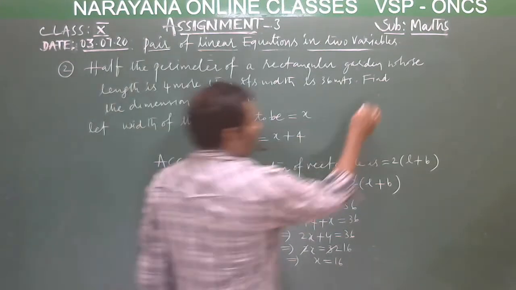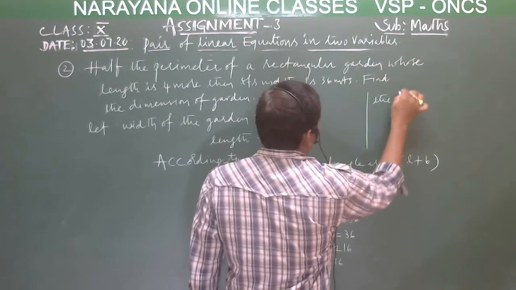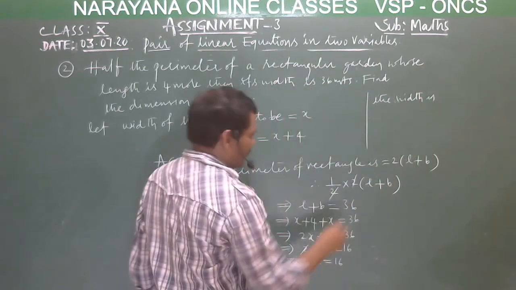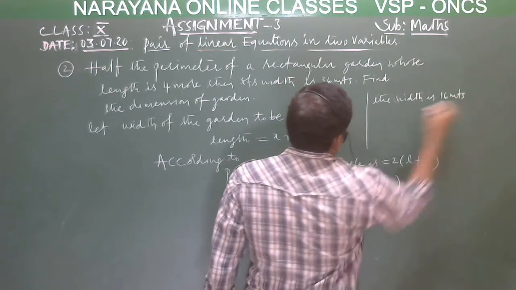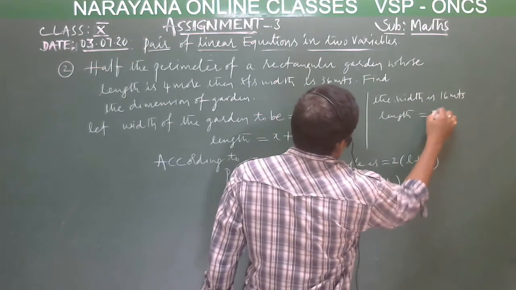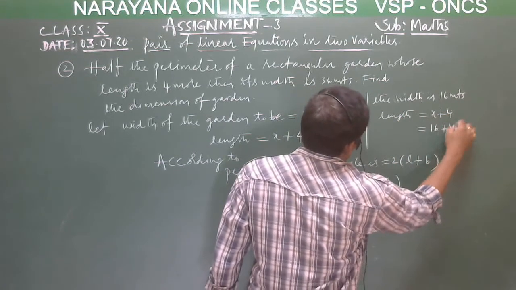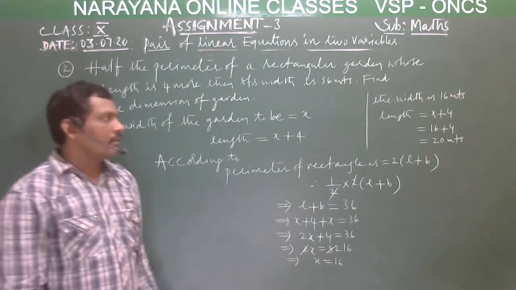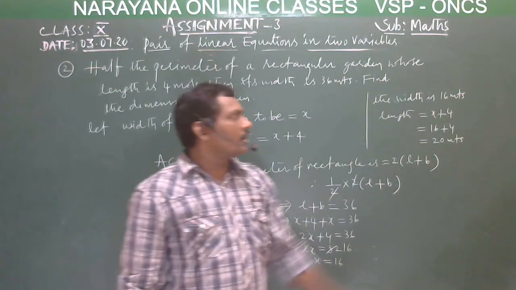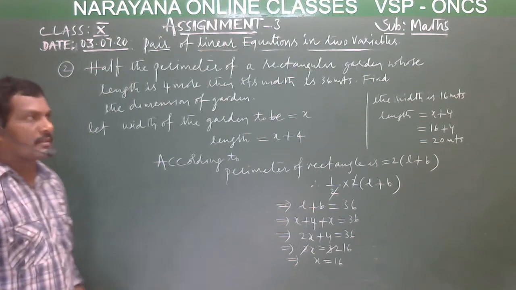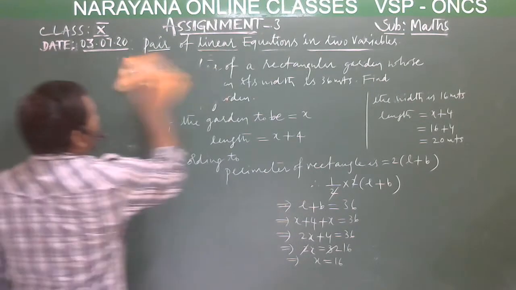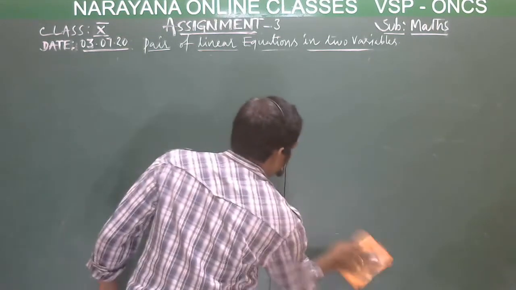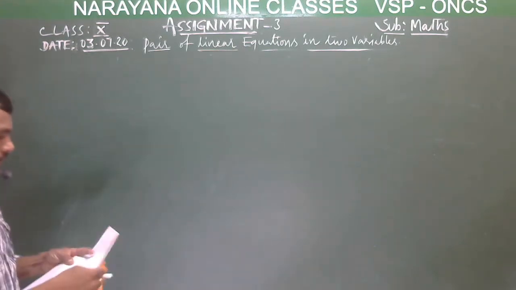So now the answer. Therefore the breadth or width is 16 meters. Length is x plus 4, 16 plus 4 means 20 meters. The dimensions of the garden: length is 20 meters, width is 16 meters. Next, third question.